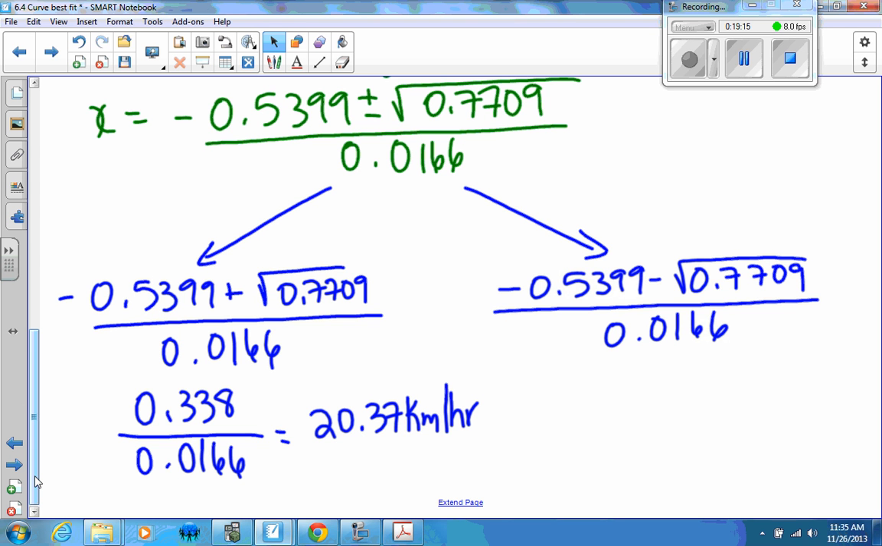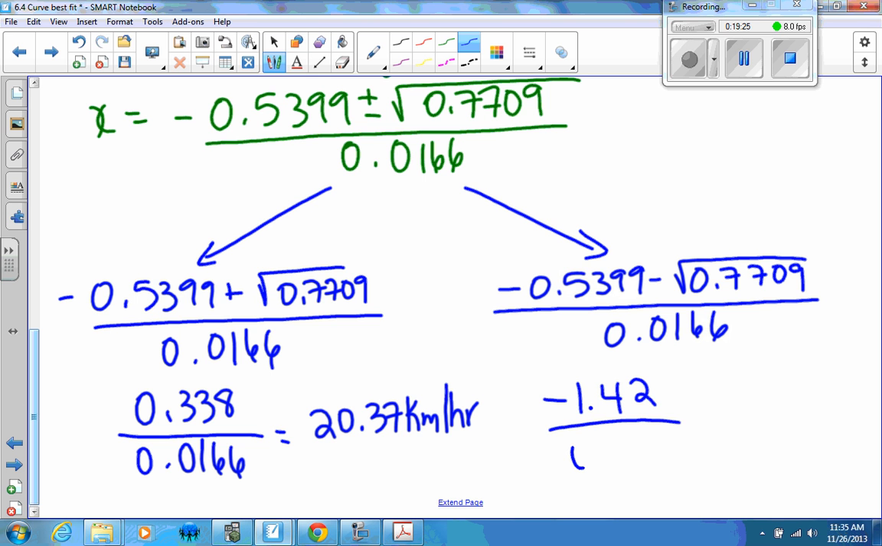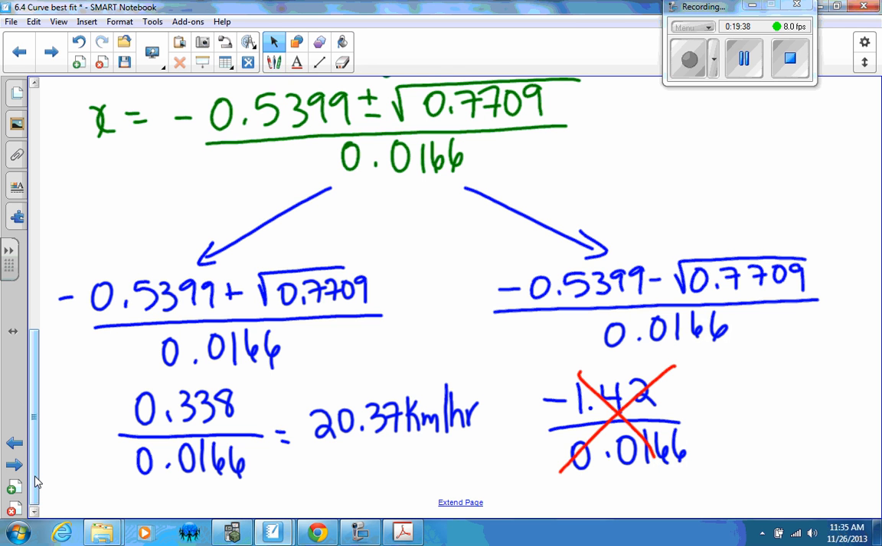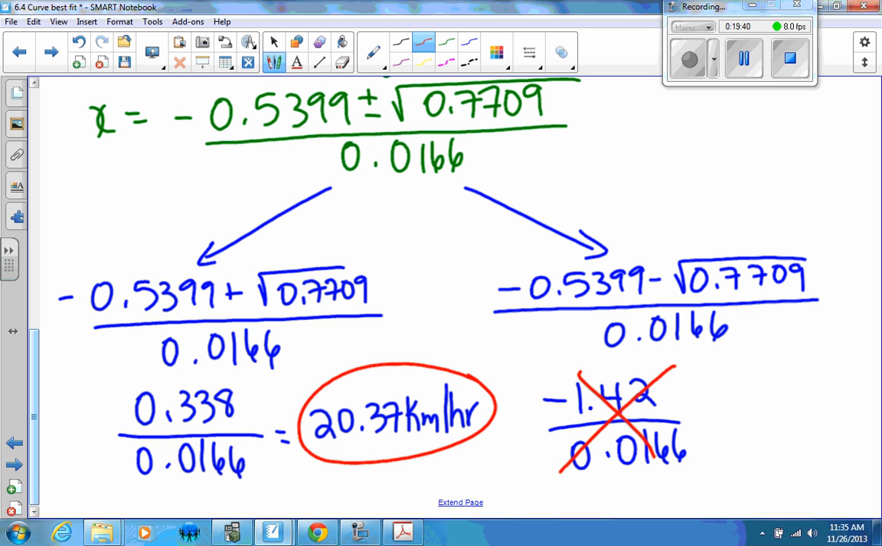Or if I go to this one, it's going to be negative 0.5399 minus the square root of 0.7709, and I'm going to get a negative value. I'm going to get negative 1.42 divided by 0.0166. Now I know you're never going to have a negative kilometer per hour, so this one is not a correct answer. Okay, so your answer should be, if you only have 4 meters to stop, you better be going 20.37 kilometers per hour so you can actually stop within the 4 meter distance you're given.